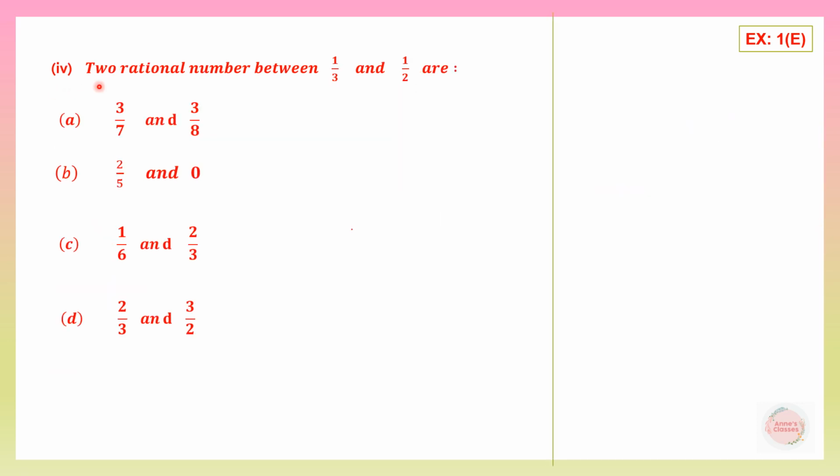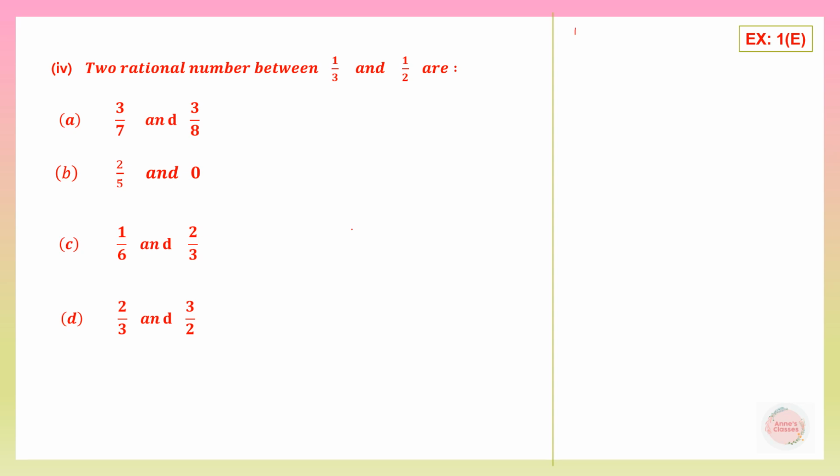Question 4. Two rational numbers between 1 by 3 and 1 by 2 are. Now, one of these options is the correct answer. Now, how do we find rational numbers between 1 by 3 and 1 by 2? There are different methods, but let's use the method that we've always used even in class 7.